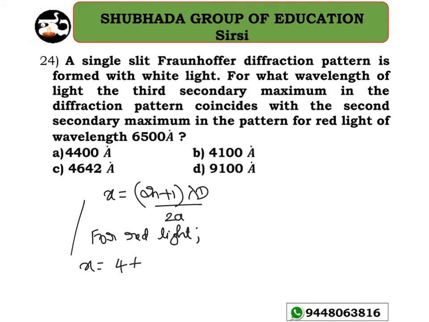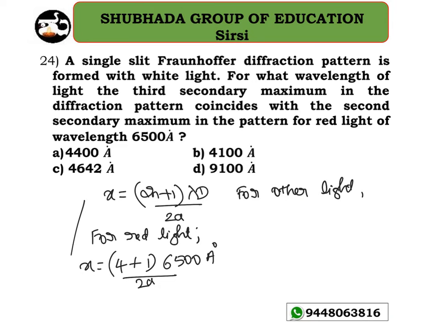Secondary maximum, so 2 into 2 is 4, 4 plus 1 into lambda is going to be about 6500 angstrom, divided by 2 times a. Okay, so for the other light, what can we take now? X is equal to, this is the third secondary maximum, in the sense 2 into 3 is 6 plus 1 into lambda.